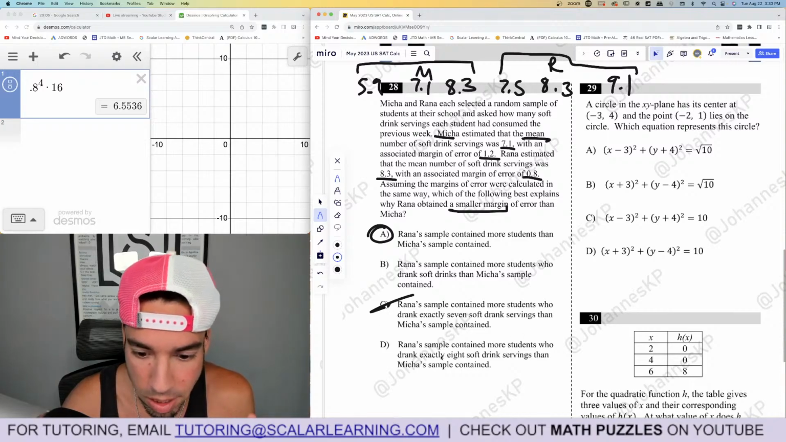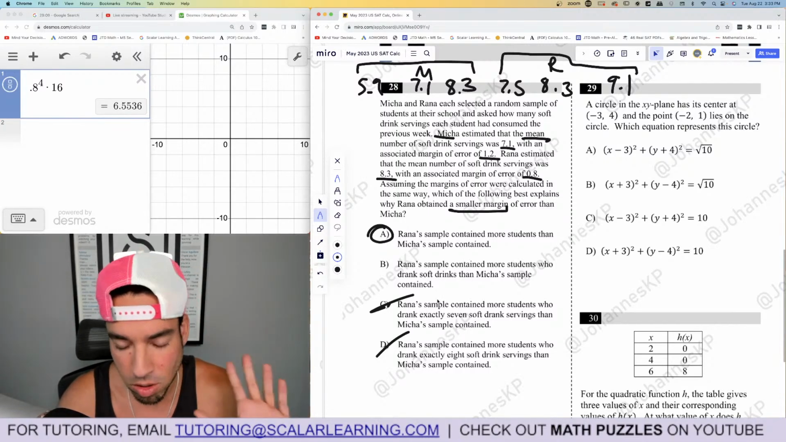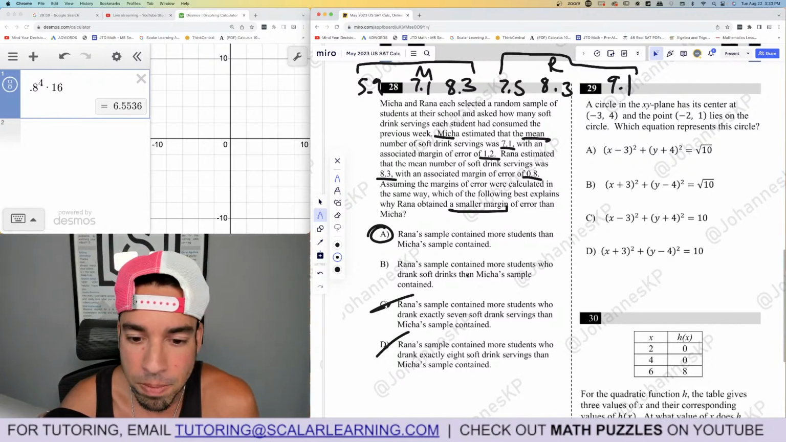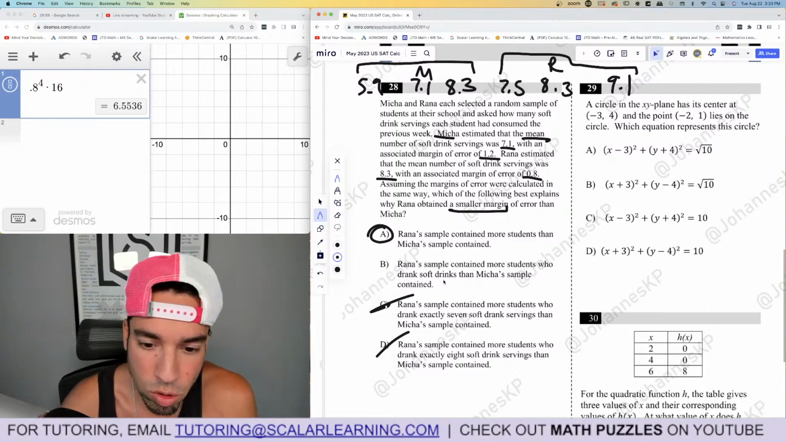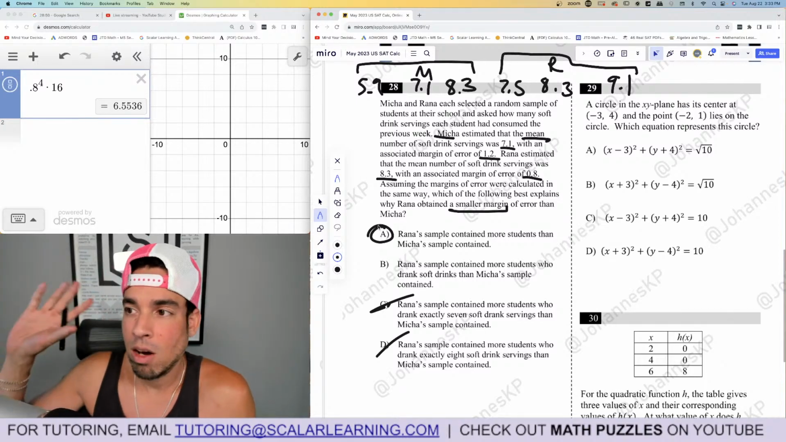This makes no sense. They're saying it's closer to the mean, or I don't know. Rana's sample contained more students who drank soft drinks than... Nah, that doesn't make sense. It's just more students. Okay, now I want to explain why.